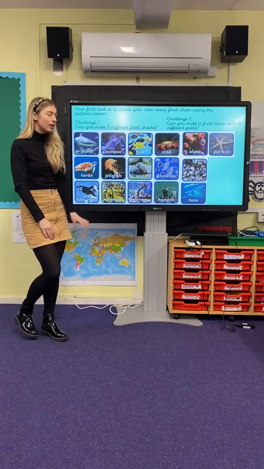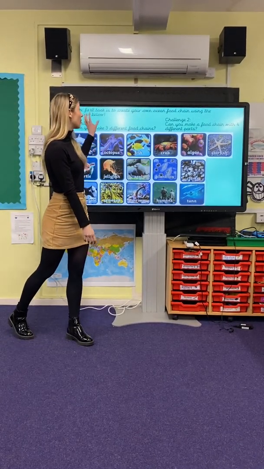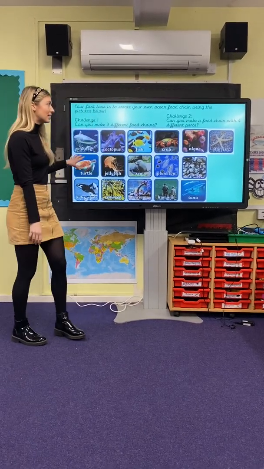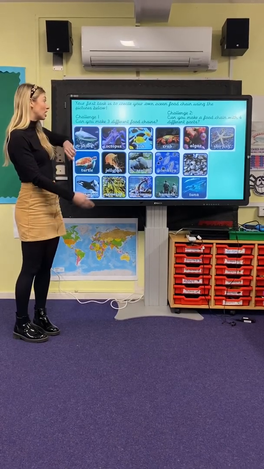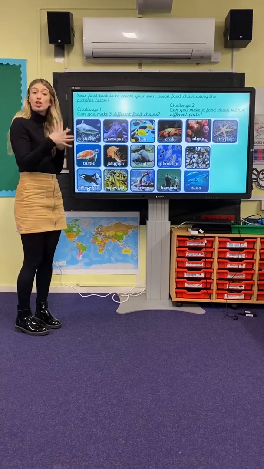Now, challenge one is to make 3 different food chains. A food chain with 3 different parts. And then challenge 2 is, can you make a food chain with 4 different parts, okay? Or for challenge 1, you could make 3 different simple food chains, okay? So with 2 or 3 parts to them.